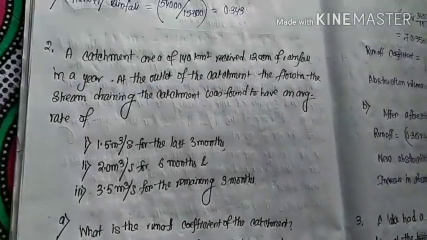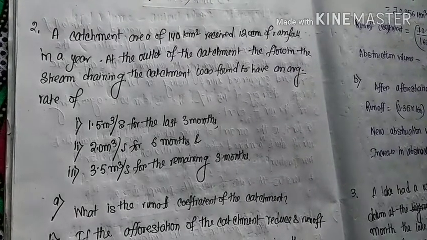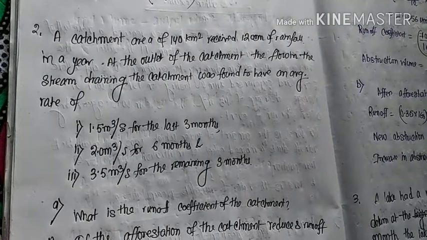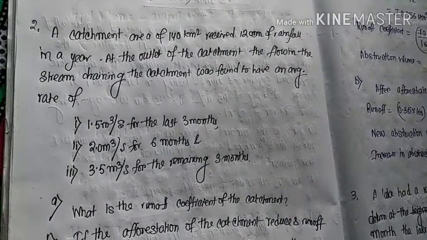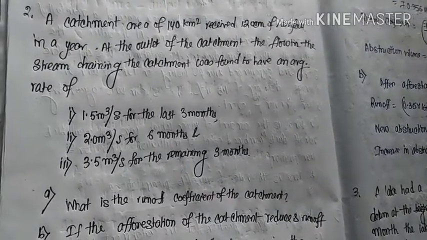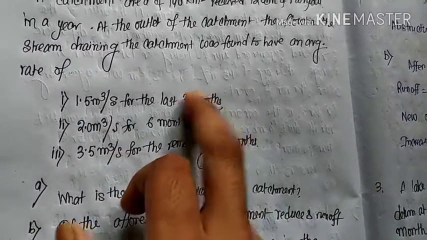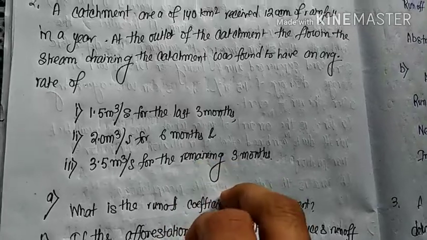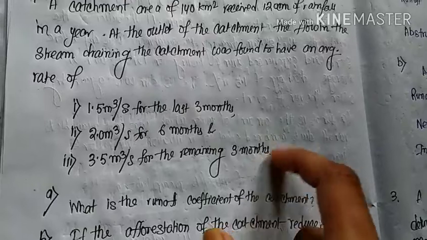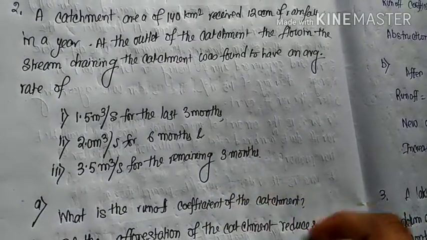Now come to the second question. A catchment area of 140 kilometers square received 120 centimeter of rainfall in a year. At the outlet of the catchment, the flow in the stream draining the catchment was found to be at an average rate for 3 months, 6 months and 3 months. If we add them up, then you get a total of 12 months or 1 year. So here our delta t is equal to 1 year only.